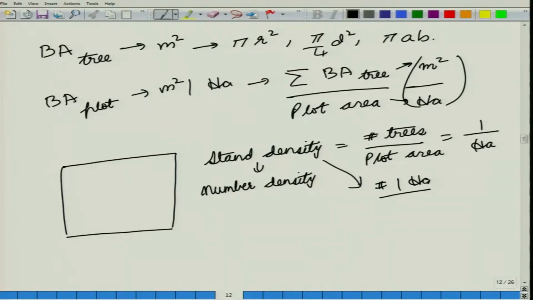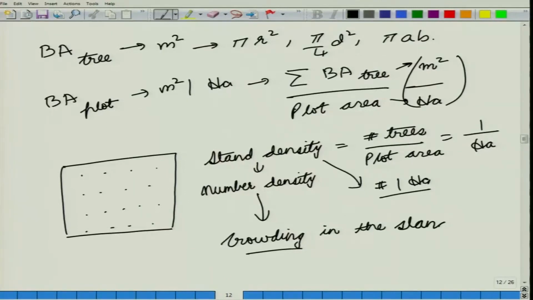But in the case of the stand density, we are only calculating the number of trees that are there in the stand and dividing it by the area. So we can use this density, or the number density, as a proxy for the amount of crowding in the stand. Now why do we need to know about the amount of crowding in the stand?